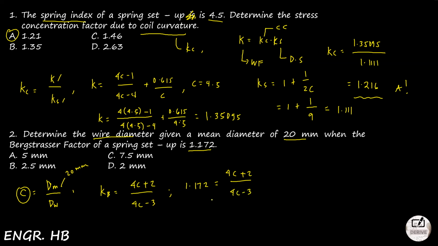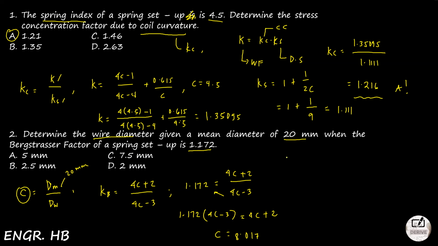So the trick here is you may use the shift solve or pwede mo namang i-direct na 1.172 times 4C minus 3. So cross multiply is equal to 4C plus 2. So you are going to have a C of 8.017. So siguro ang ginamit dyan na C is 8 na sakto. So we may use din naman itong 8.017.